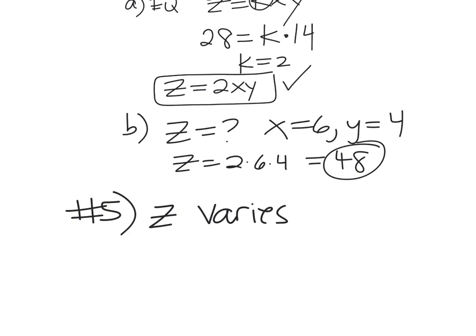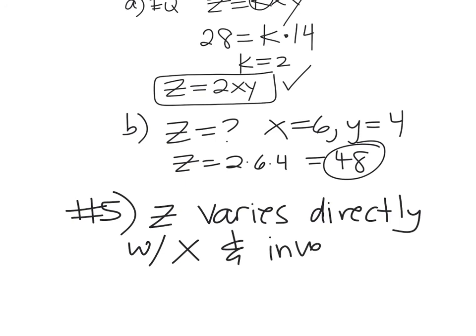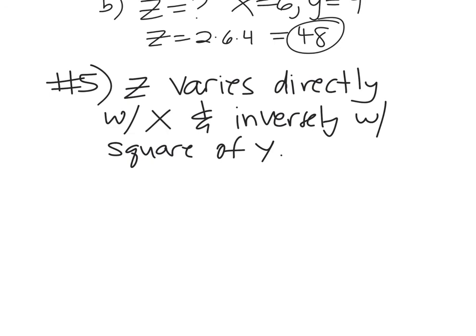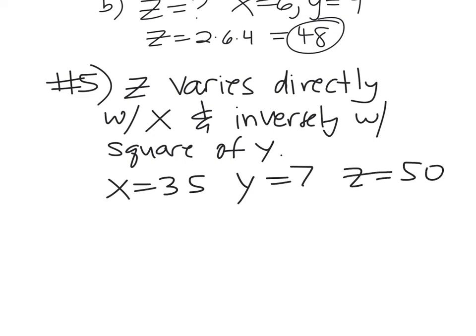Z varies directly with x and inversely with the square of y. Yes, with the square of y. I'm going to tell you what that means. Not the square root, but the square of y. Okay, this one's tricky. So we're also going to be given that x is 35 when y is 7 and z is 50. We have to be told the 3 pieces of information so that we can find k.